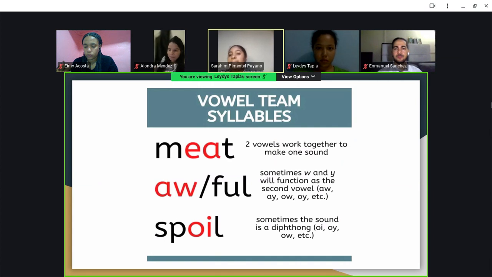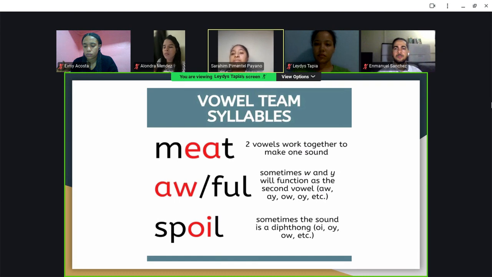Next one. You need to take care about these three things. Vowel teams in syllables is when you have two vowels working together to make one sound. Then we have that sometimes W and Y will function as the second vowel. And sometimes the sound is a diphthong, O, etc.